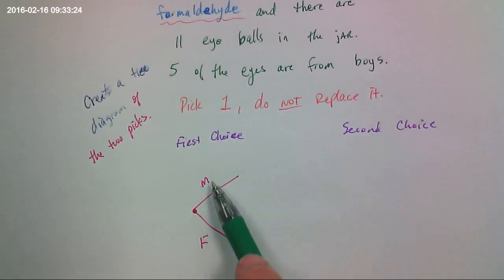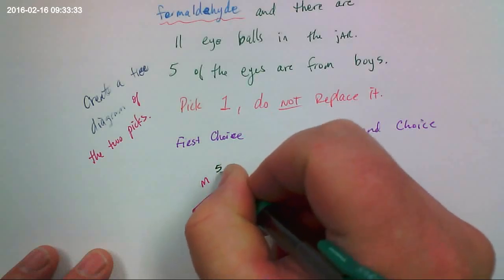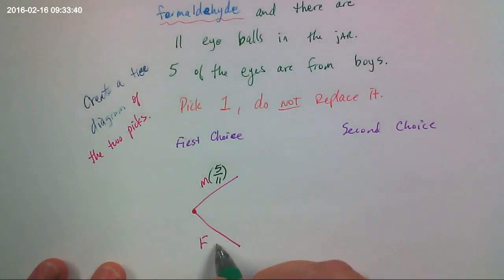What is the probability of the eyeball being male? What's the probability that the first one's male? 5 out of 11. So this is what you do right here. And what's the probability that it's female? 6 out of 11.